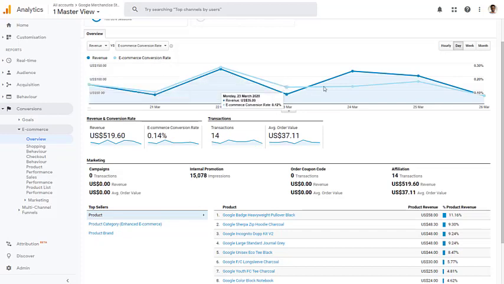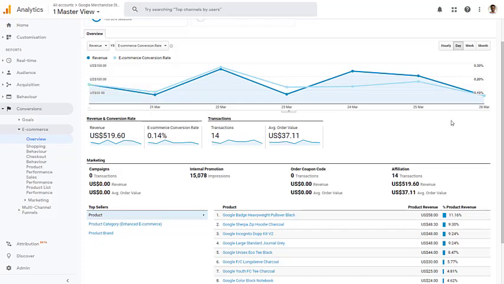You will see that as my revenue goes up, so does my conversion rate, or rather, when my conversion rate goes up, my revenue also goes up. I can see that happening here. And if you want to know details, just move your mouse cursor onto one particular day, and it will give you info. For example, on 21st March I had a revenue of $33 and my conversion rate was 0.09%.